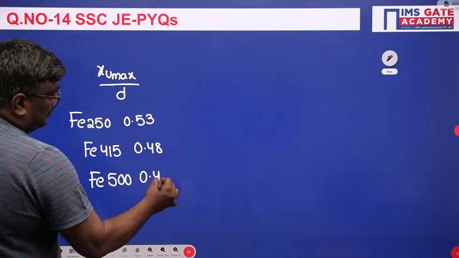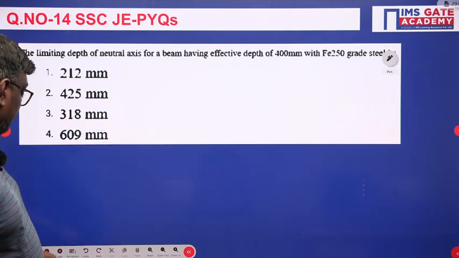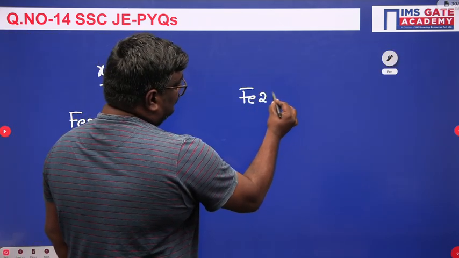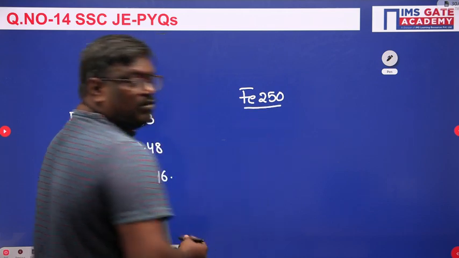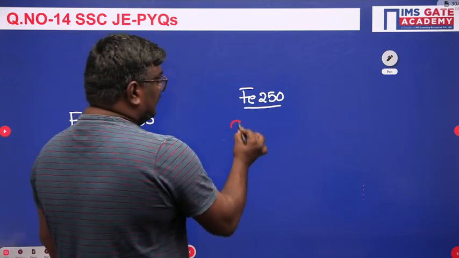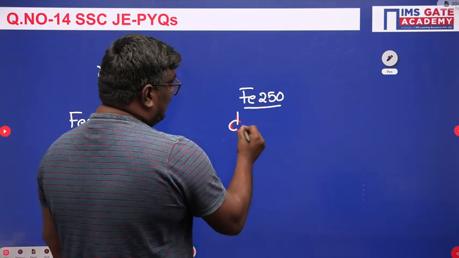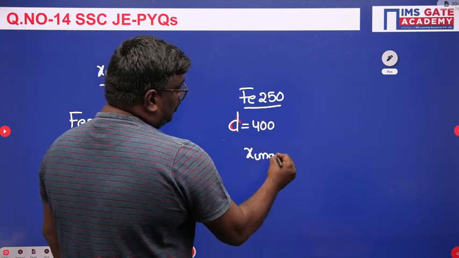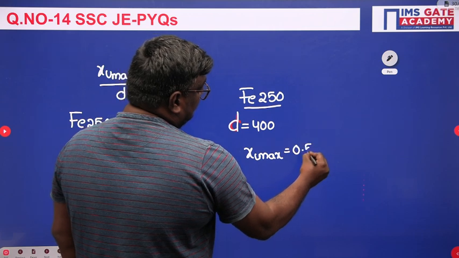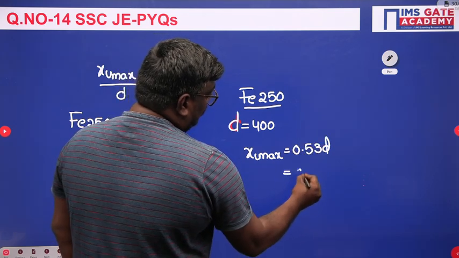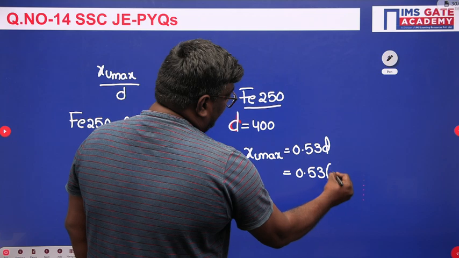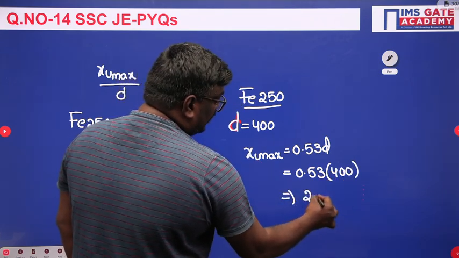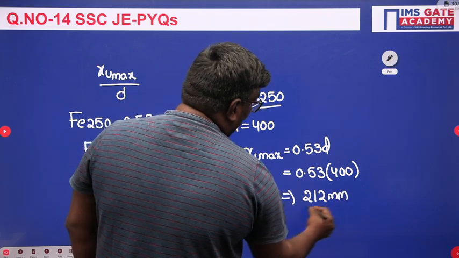So here, my dear students, what they have given is an effective depth of 400 mm, and they have given Fe 250 grade. I hope you are following, students. The effective depth is given as 400 mm. So here you can write XU max is equal to 0.53D. Directly, 0.53 into 400. Now, if you solve, 0.5 into 400 is 200, 4 threes are 12, so it will be 212 mm. So the answer will be 212 mm.